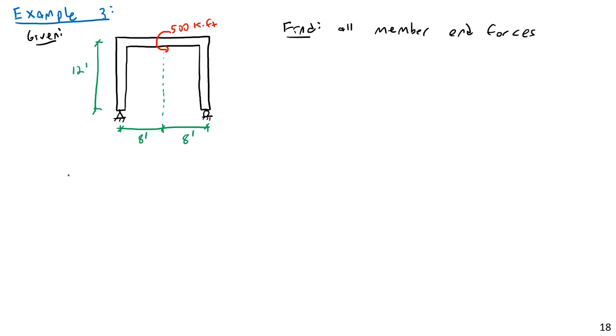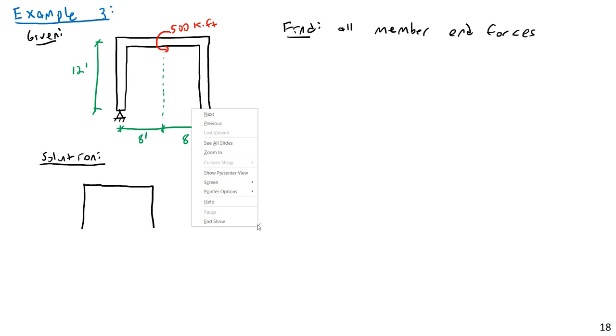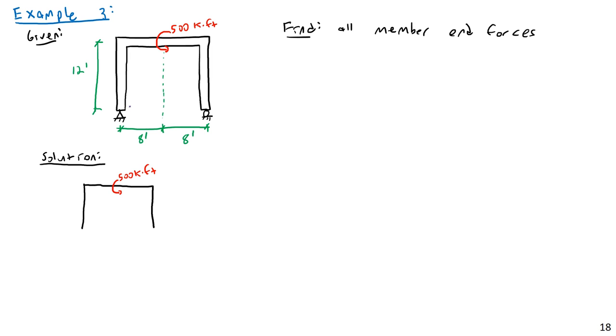Okay, so solution for this particular one, it is going to be beneficial to start by applying a global free body diagram first. And I'm just going to go ahead and draw this as line elements. So I'm going to have my 500 kip foot moment right at the center here. Then let me go ahead and give joint names, and they're not going to be very inspired joint names, but they are joint names nonetheless.